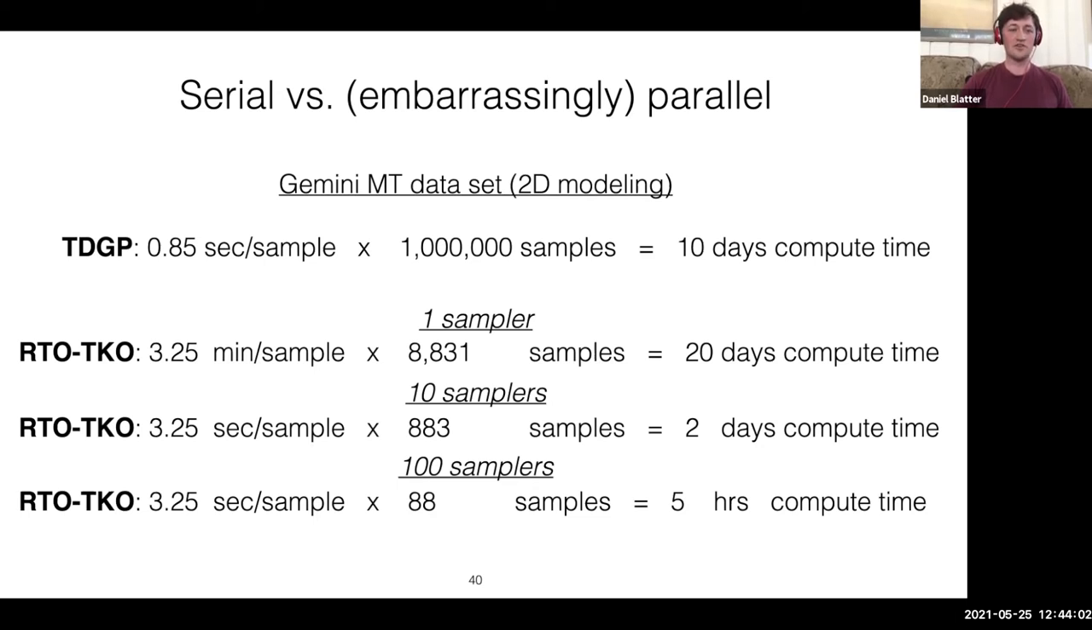RTO-TKO, on the other hand, took 3.25 minutes per sample. So you think, wow, the TDGP is way faster. But it only needed to draw 8,800 samples. So for one sampler working by itself in serial, that would take 20 days of compute time.